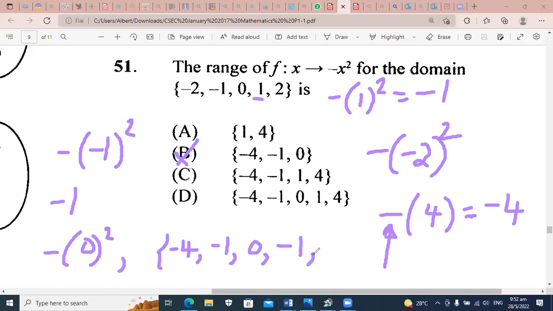Then we put in 2. When you work out 2, you're going to get -4. But you notice the -1 and the -4 are repeated, don't you? You all see that? Yes, sir. So in other words, that shouldn't be there. So what's the answer? B. It would have to be B.